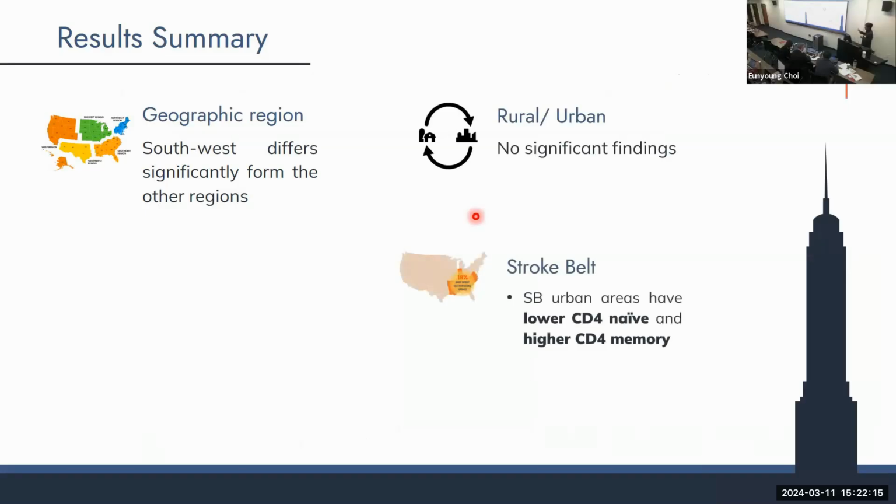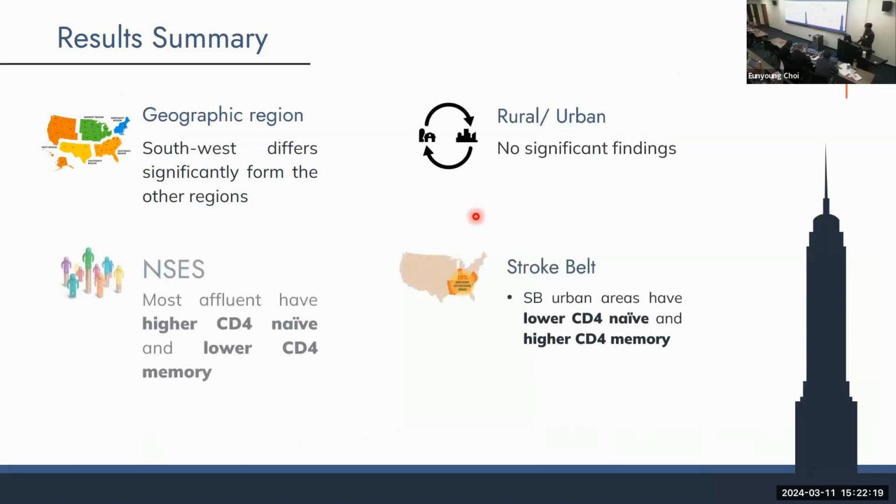Stroke belt urban areas have lower CD4 naive and higher CD4 memory. And based on socioeconomic status, we could see that the most affluent neighborhoods have higher CD4 naive and lower CD4 memory. This is a marker of good immune profile. So if you are in an affluent neighborhood, you might be having a good immune profile.